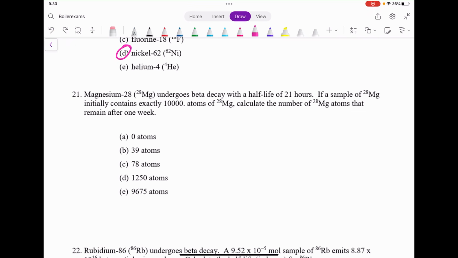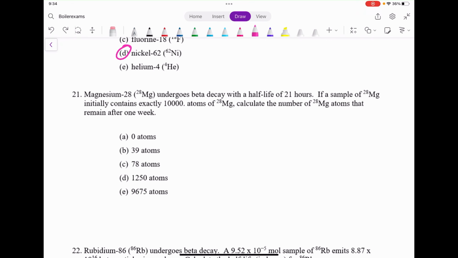21. Magnesium-28 undergoes beta decay with a half-life of 21 hours. If a sample of magnesium-28 initially contains exactly 10,000 atoms of magnesium-28, calculate the number of atoms that are left after a week.